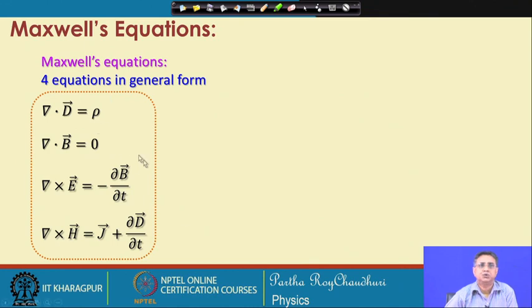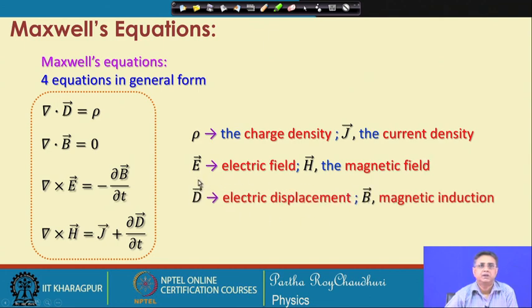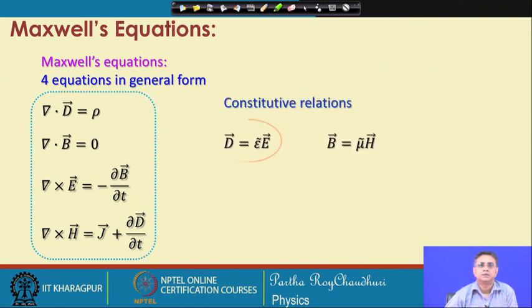Now, looking at the symbols and notations in Maxwell's four equations, rho is the charge density, J is the current density, E the electric field, and H the magnetic field. D represents the dielectric displacement, and B the magnetic induction vector. There are constitutive relations associated with these equations, particularly with D, B and J.